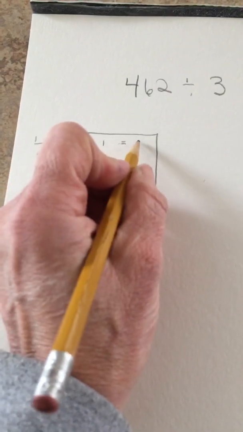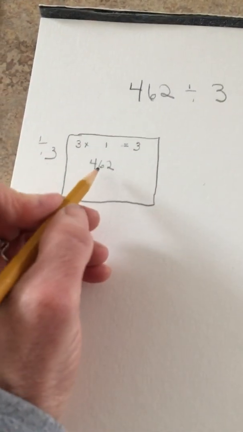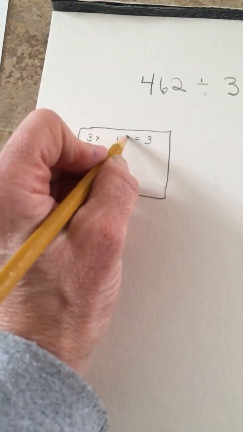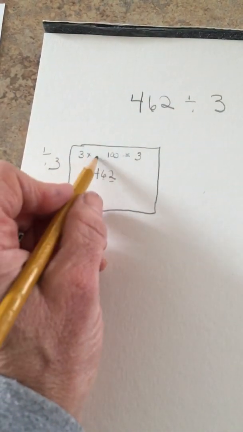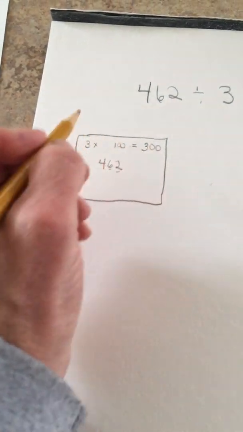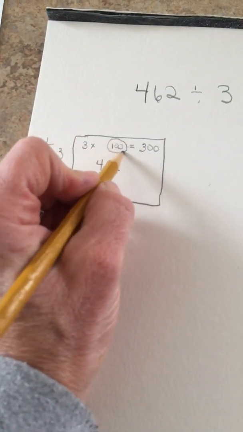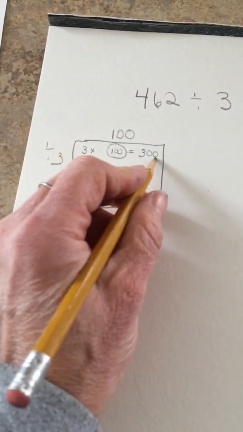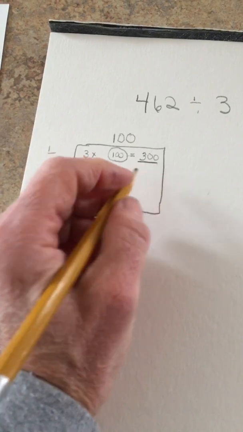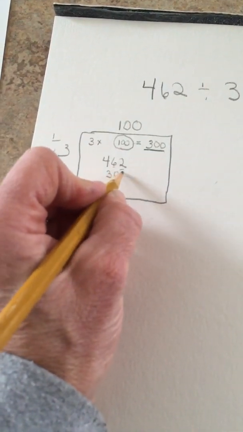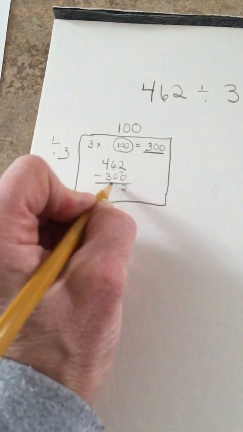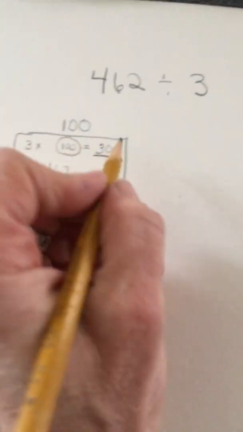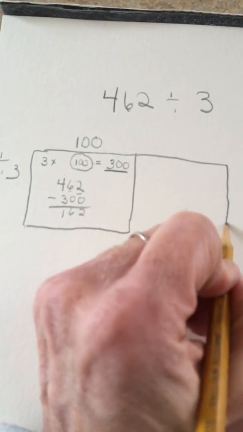And that equals 3. So we have 2 digits after that, so we need to make sure we have our zeros there. So we go 3 times 100 is 300. So what we multiplied it by, that 100, we put that on top of our box. And what we got for a product, we will go ahead and subtract. And that leaves 162. So we'll draw another box.